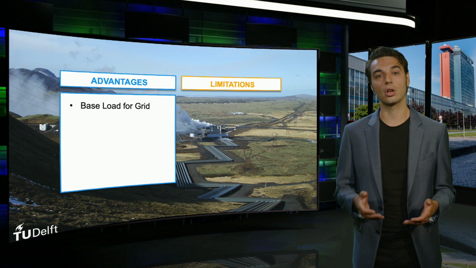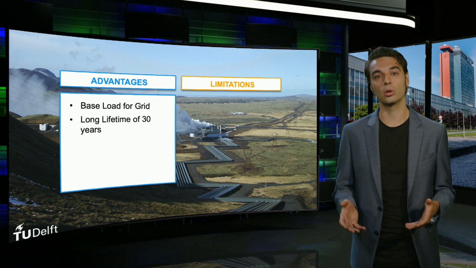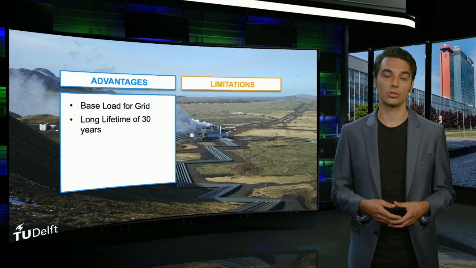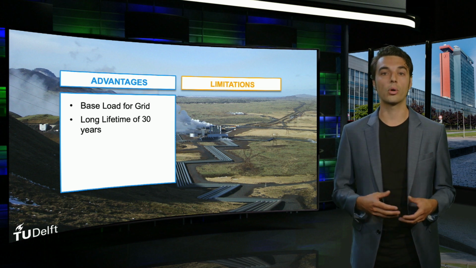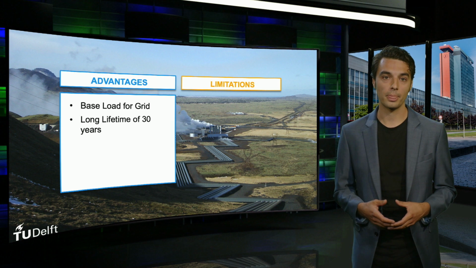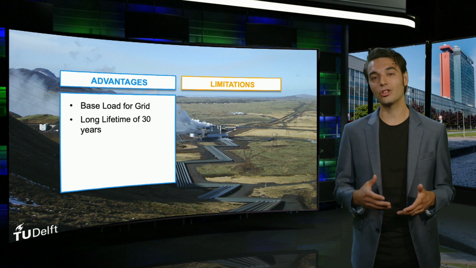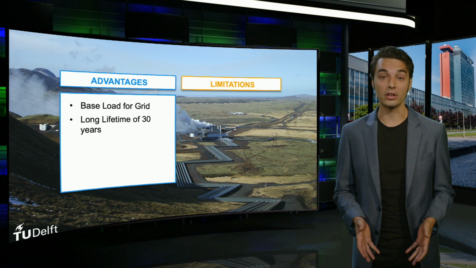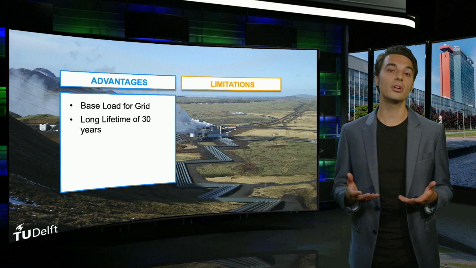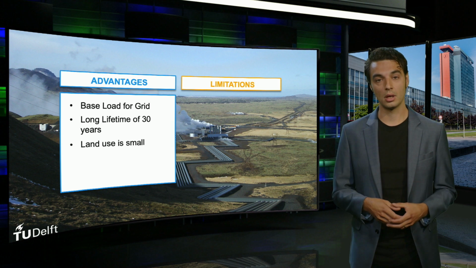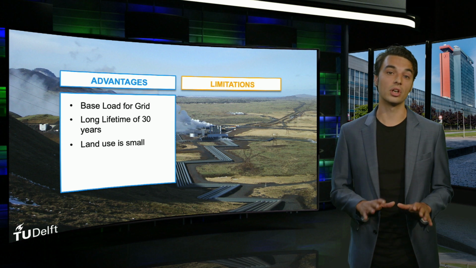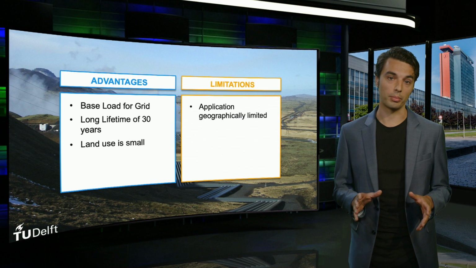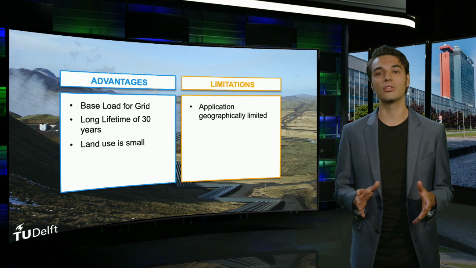Another advantage is the long average lifetime of a geothermal plant of at least 30 years. After that, the heat reservoir generally needs time to recover or will produce a lot less power. Finally, since the actual heat collection will take place underground, most of the ground above remains accessible. The land use of geothermal energy is therefore very small. However, not all locations are suitable for geothermal power plants. And additionally, drilling to find the right rock type can be very expensive.